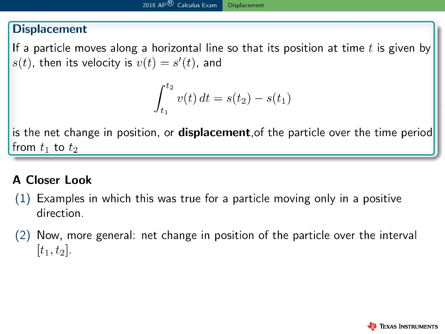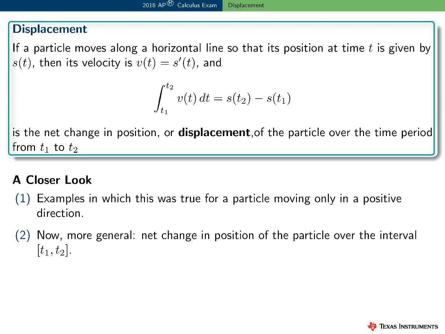Now, let's look at two important AP Calculus interpretations. First, if a particle moves along a horizontal line so that its position at time t is given by s of t, then its velocity v is equal to s prime. And the definite integral from t1 to t2 of v of t dt is s of t2 minus s of t1.